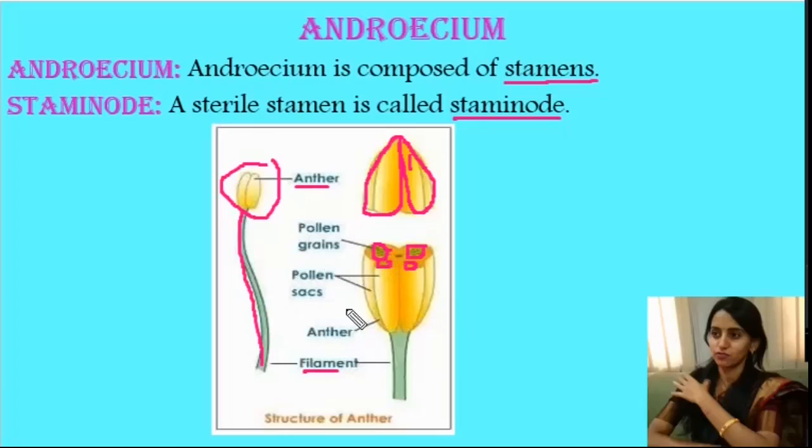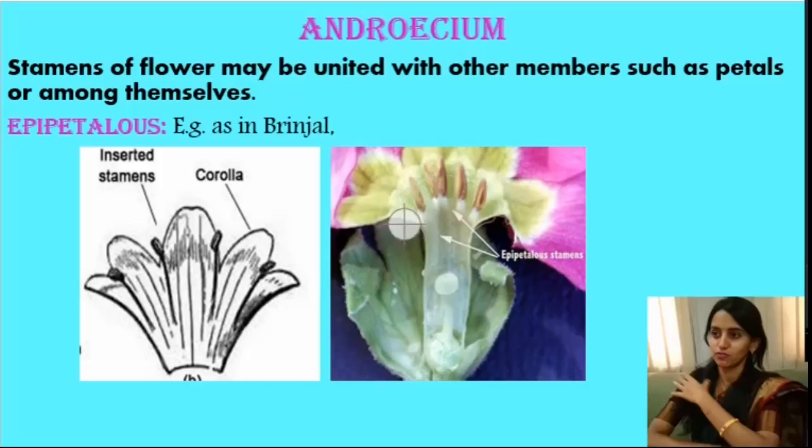What are these pollen sacs? In these pollen sacs, the pollen grains are produced. And as I said, the staminodes are those stamens which do not produce the pollen grains. In some flowers, the stamens are attached to other floral whorls such as petals. In some other flowers, the stalks of the stamens, that is the filaments of the stamens, fuse to form bundles.